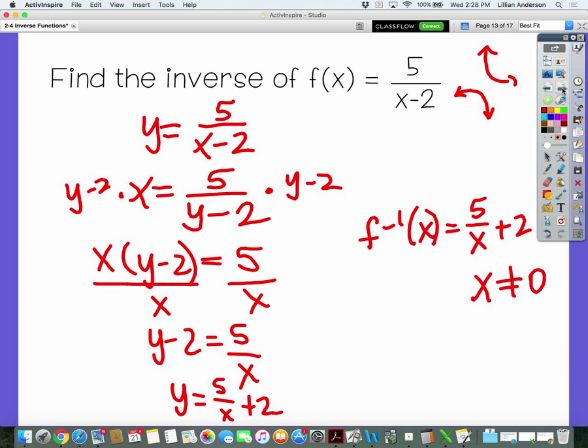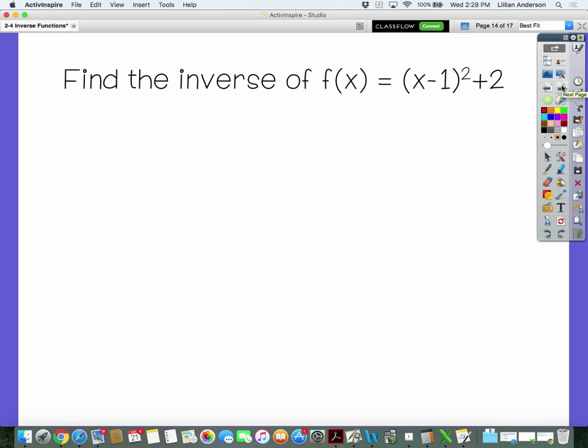Now I want you guys to give number 3 a whirl on your own. And then I'll check back in. This looks like a parabola. Does it pass the horizontal line test? No, so its inverse is not a function. But we could restrict this domain so that it did, so that we do have an inverse.